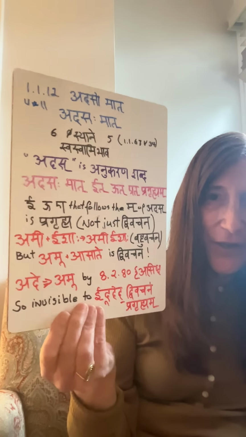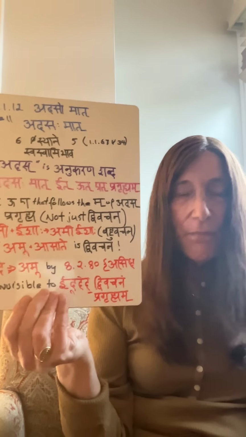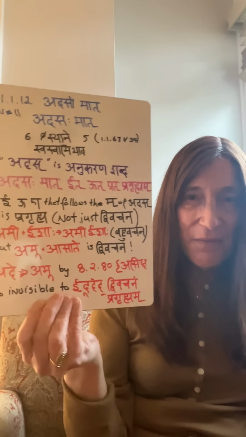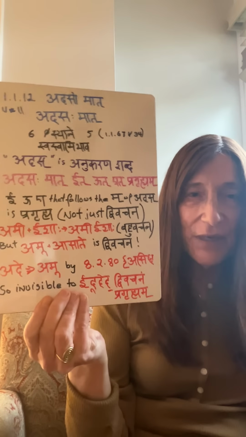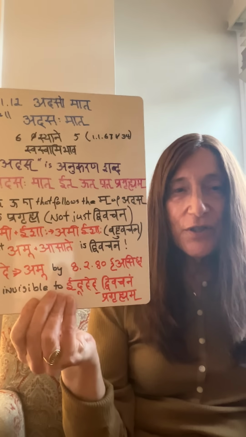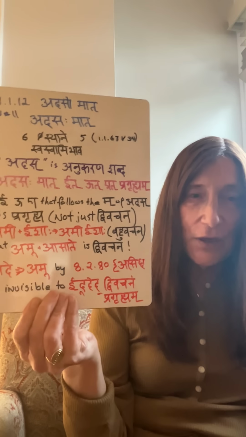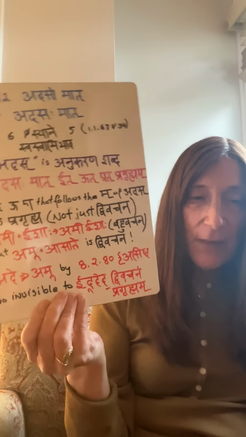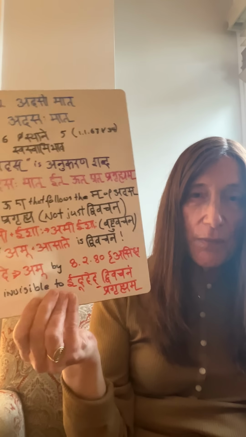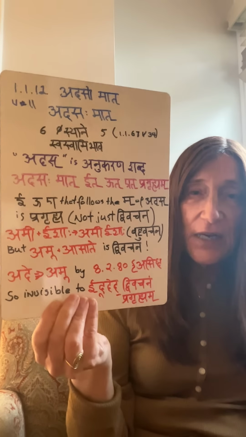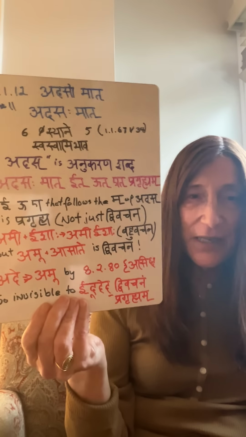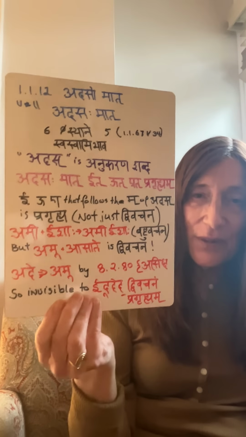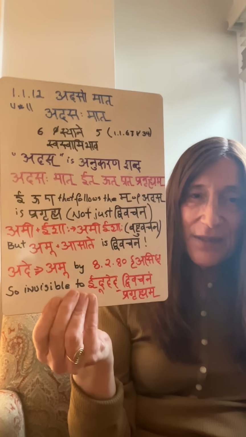I'm just looking for the number, but it doesn't matter. Tasmadi Tutarasya. So the one in Panchami refers to the one which follows. So the gist of this is the one that follows the pertaining to adas. Well, what does that mean?